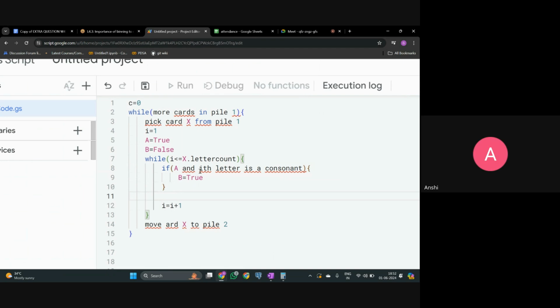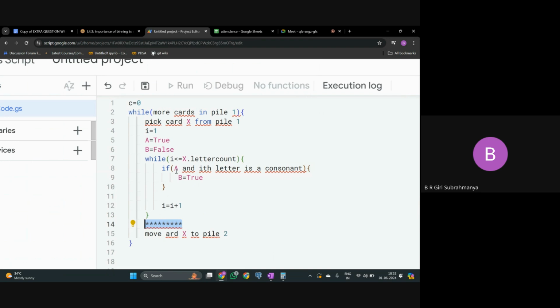Now, at this point, the star point, if B is true, we can say that the first letter is a vowel, right? Sorry, consonant. Yes, sir. Can we?